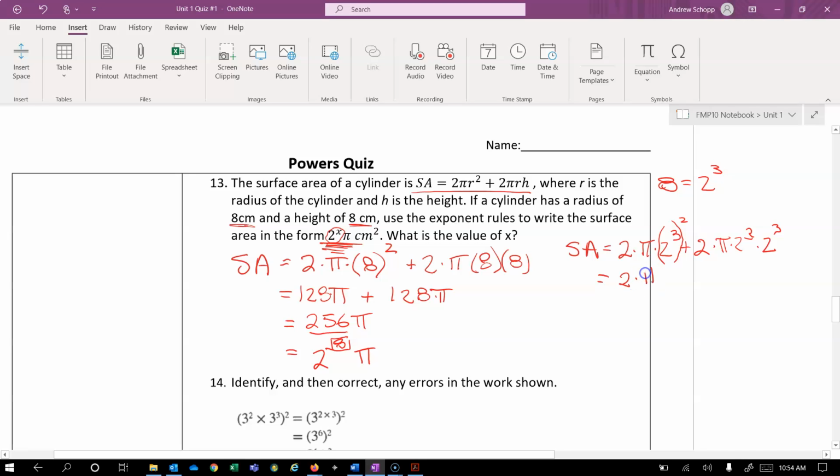So we have 2 times pi times, well, 2 to the power of 3 to the power of 2 is 2 to the power of 6, plus 2 times pi times 2 to the power of 3 times 2 to the power of 3, which is 2 to the power of 6. And if we have 2 times 2 to the power of 6, I end up with 2 to the power of 7 pi plus 2 to the power of 7 pi.